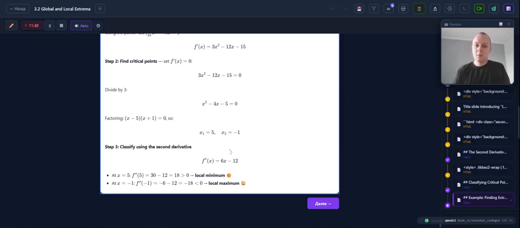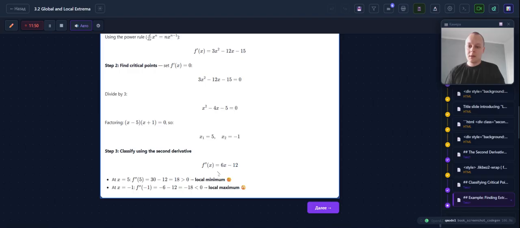And now we have to find the second derivative of this function, and it will be 6x minus 12. And now we plug our extrema points into the second derivative function. First we plug in 5, we will get 30 minus 12 equals 18. So 18 is bigger than 0. It means our function is concave up, smiling.